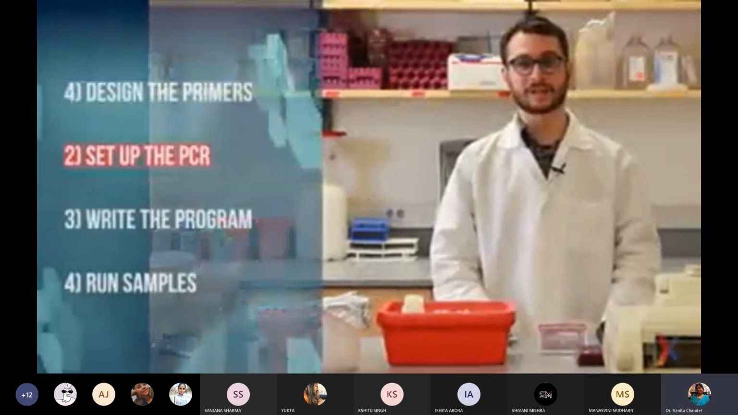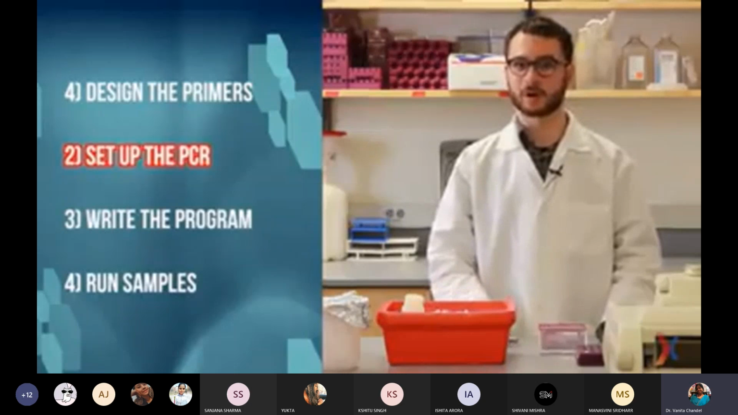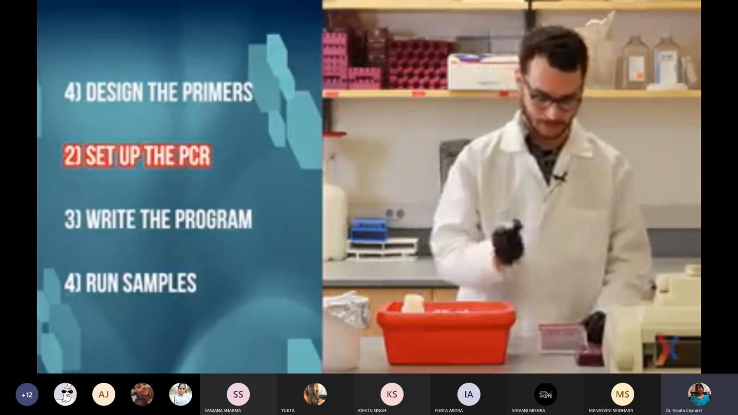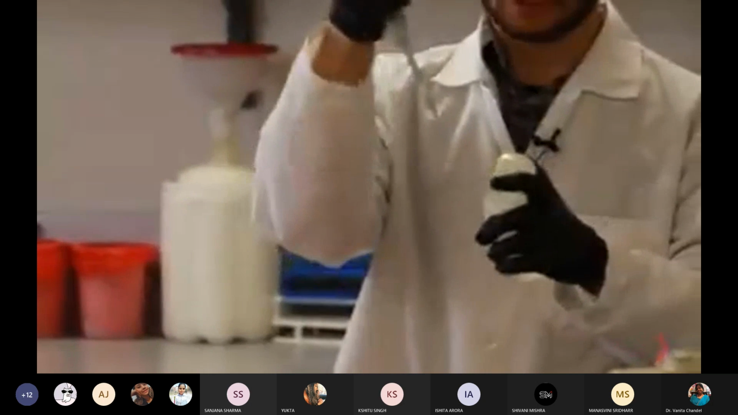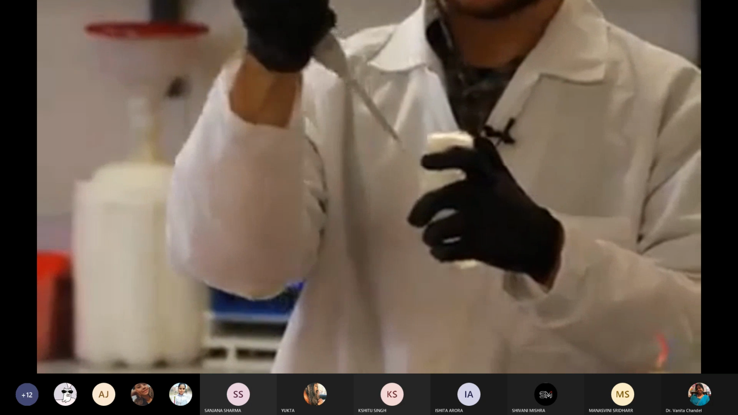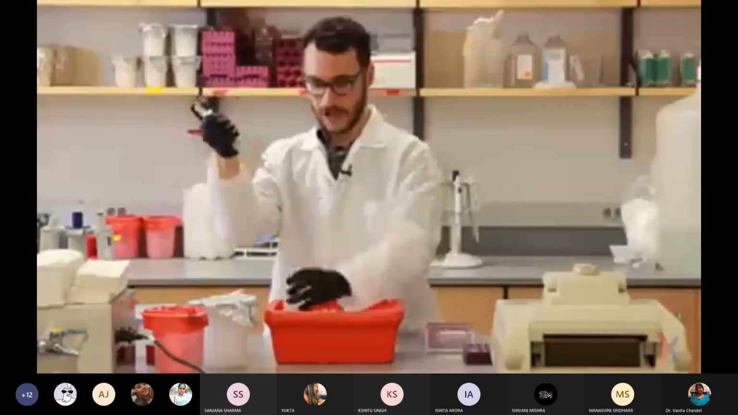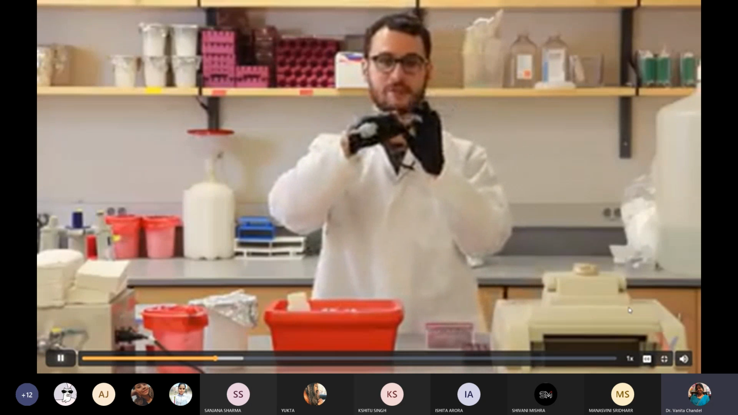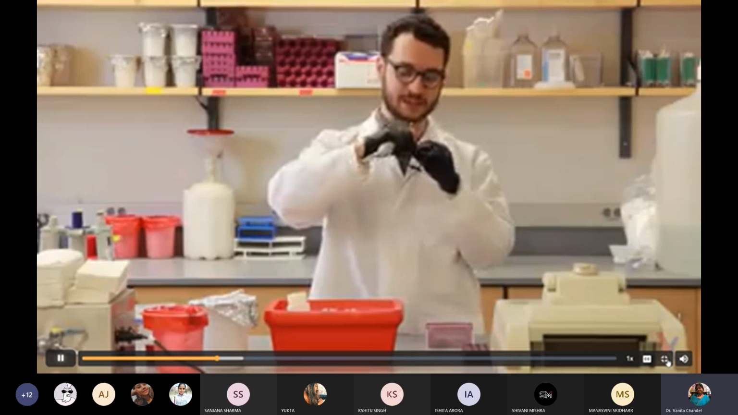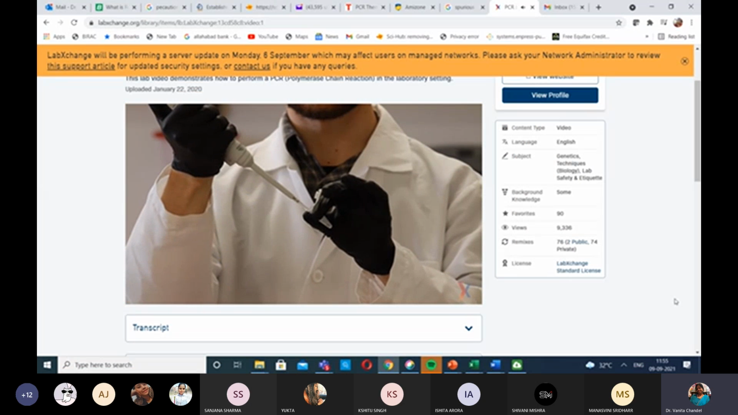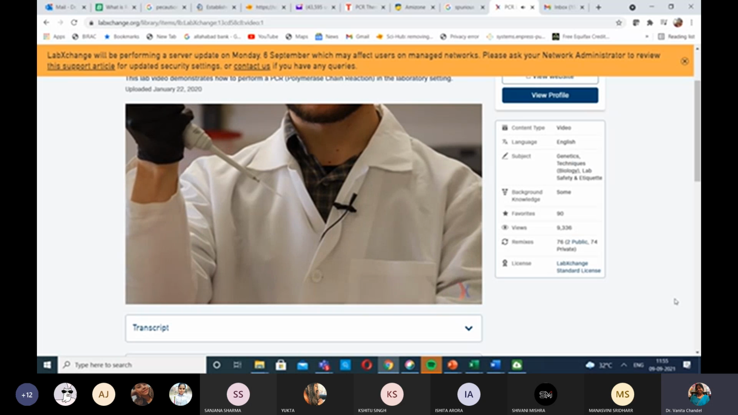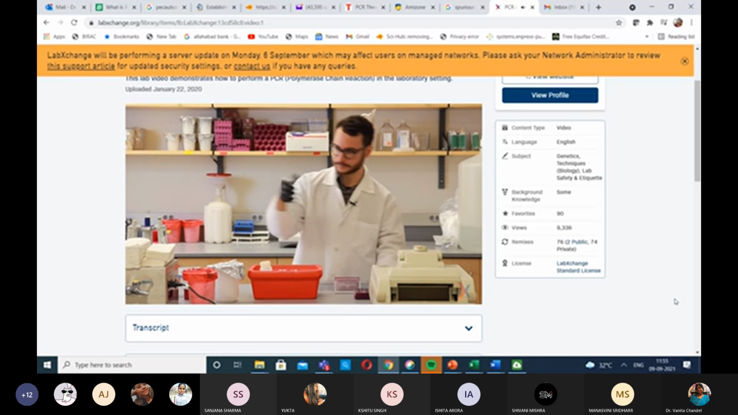So now it's time to set up the PCR. I'll be adding the components from largest volume to smallest volume. First is water. I'll be adding these components to the PCR tube, which is very small and has thin plastic lining to enable it to change temperature quickly. The reactions also happen in small volumes so that they can change temperature very quickly.